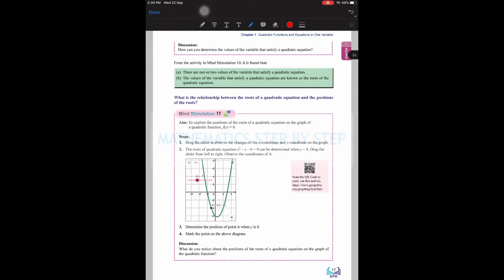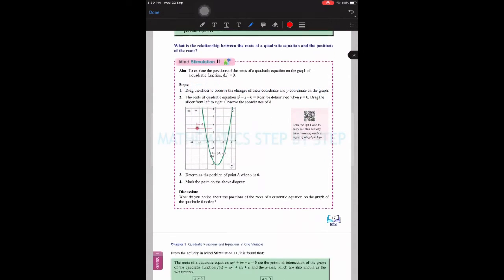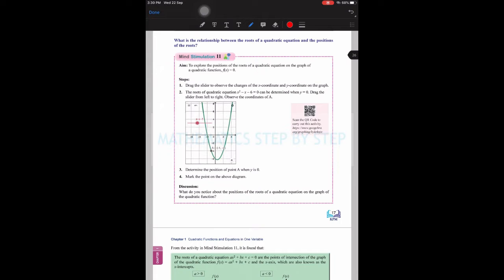So what we will be learning in this mind stimulation 10 is that there are 1 or 2 values of the variable that satisfy a quadratic equation. And the values of the variable that satisfy a quadratic equation are known as the roots, okay? Again, this mind stimulation 11, you will be doing at home, okay?